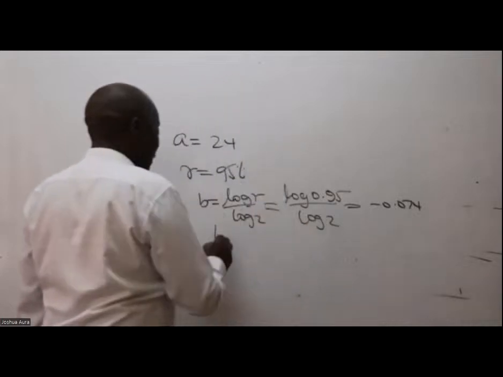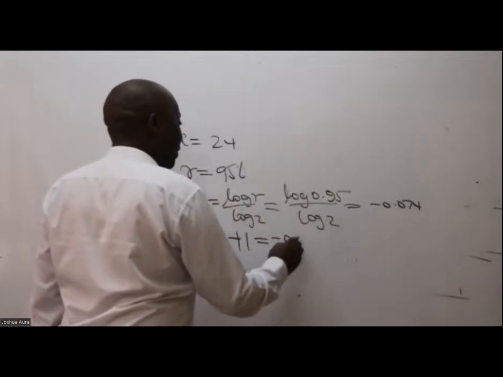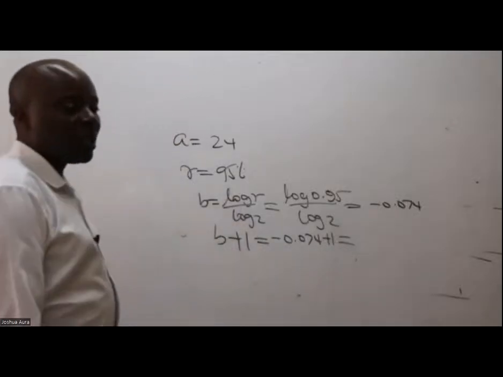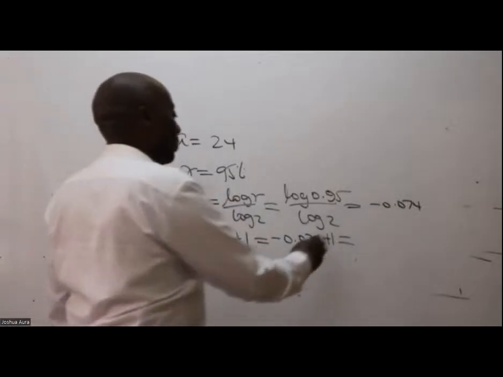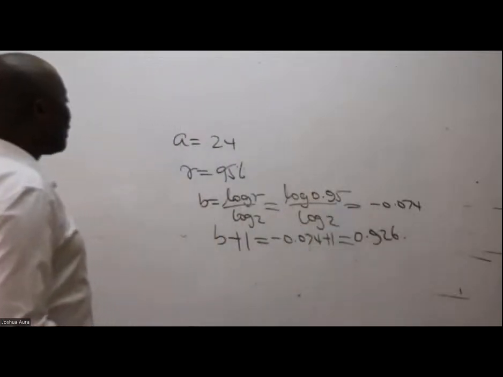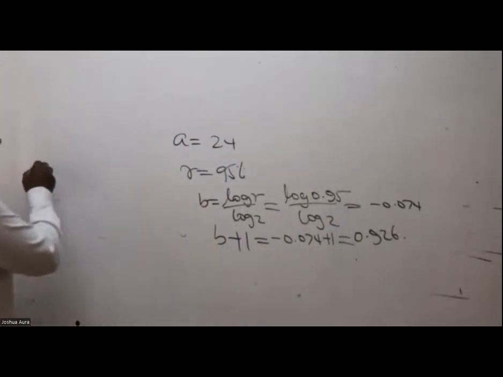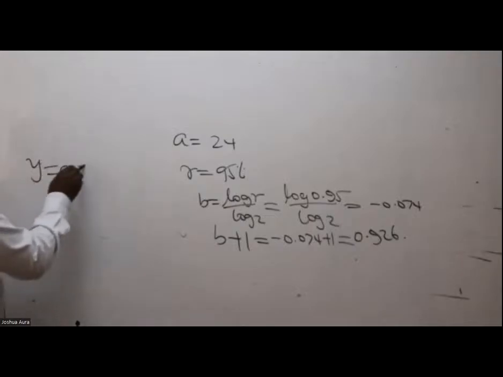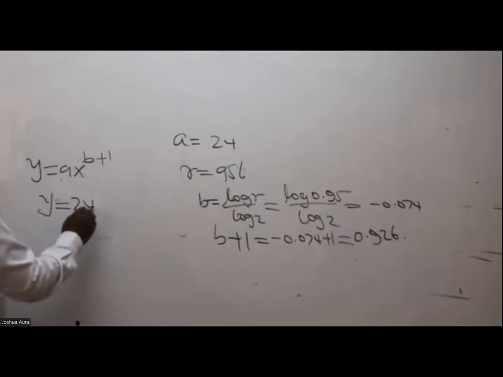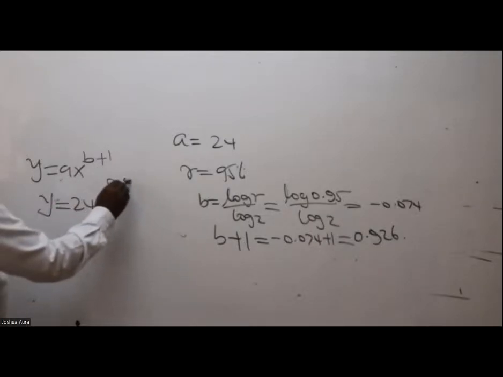So then come and give us B plus 1. So this will be minus 0.074 plus 1, which gave you guys what here? 0.926. Thank you very much. But now remember that we are supposed to talk of y equals ax raised to b plus 1. So my y will be equal to a is 24, x raised to 0.926.